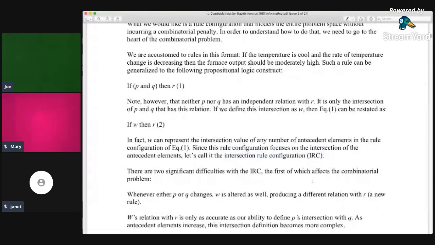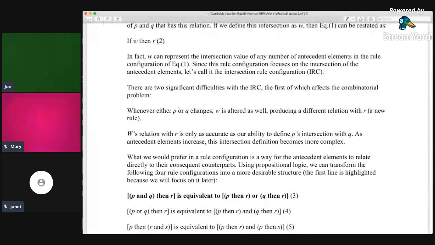As he points out, there are two significant difficulties with the intersection rule configuration. If the P or Q changes, W is altered as well, producing different relations in R.